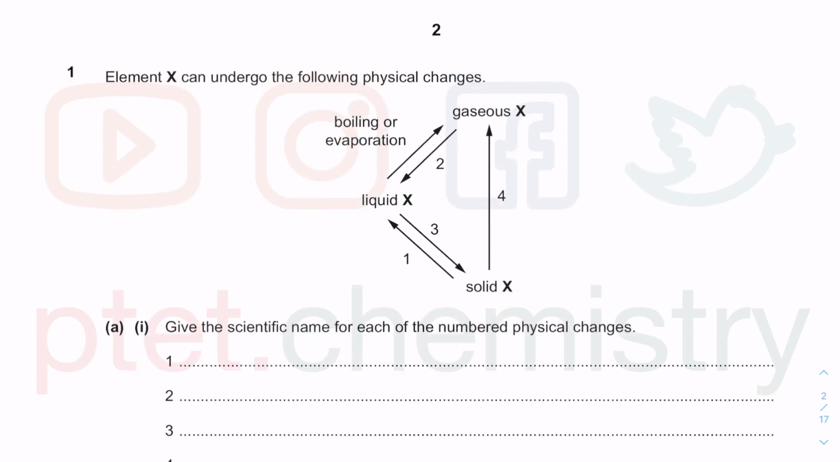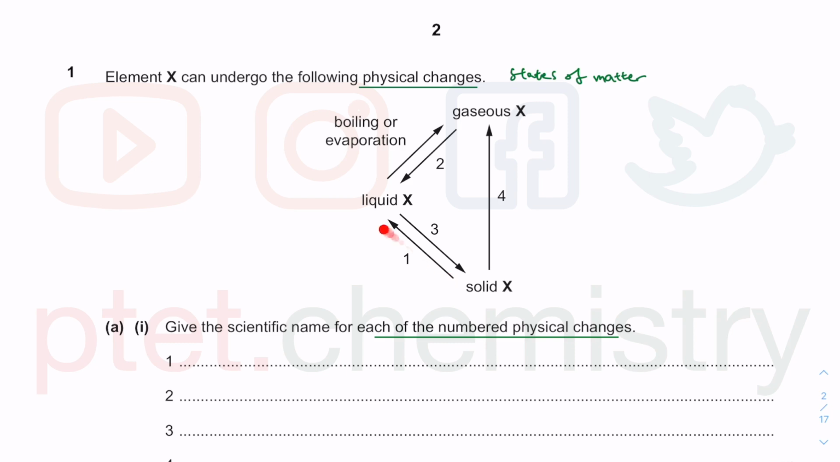In this first question, we have element X undergoing the following physical changes. These are changes of states of matter, so going between interconversion between the solid, liquid, gases. They've given us one, which is from liquid to gas, there's boiling or evaporation. We're supposed to put down the scientific name for each of these numbered physical changes. For 4 marks, this is quite an easy start to the questions. You really don't want to be losing any marks at all.